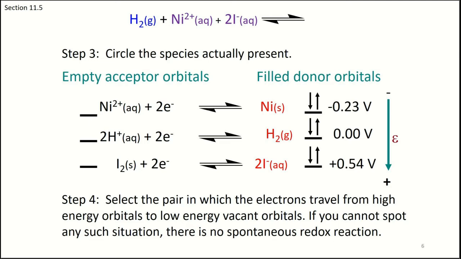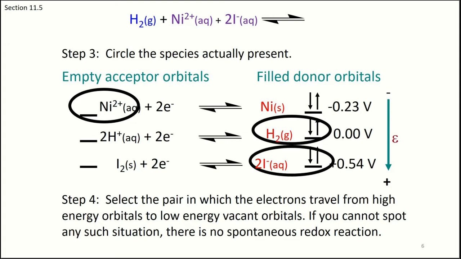So we said that we had hydrogen gas, we had nickel 2 plus aqueous ion, and we have iodide ion. So here is the nickel 2 plus, here is the hydrogen gas, and here is the aqueous iodide ion. So once we have circled these components, we want to go ahead and mention that we won't be considering the other components within these reactions because those are not present. We are not starting with those.